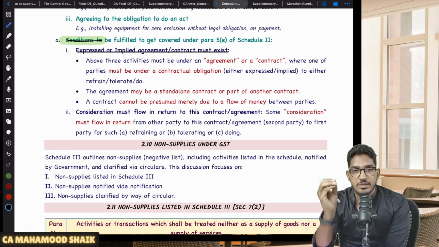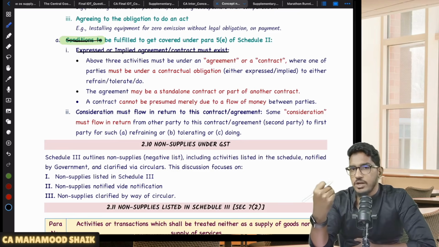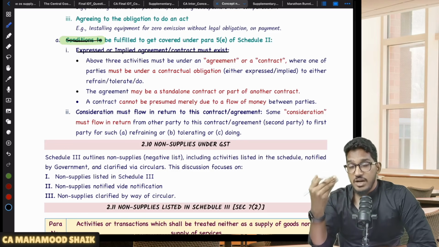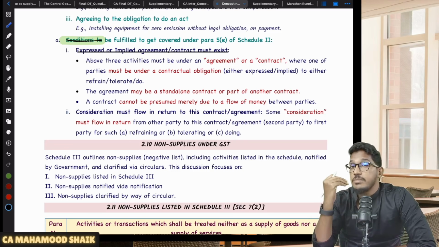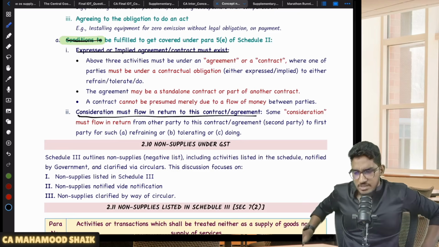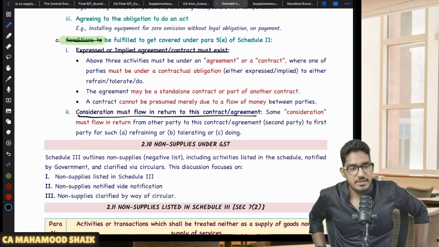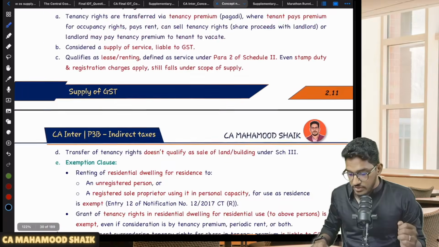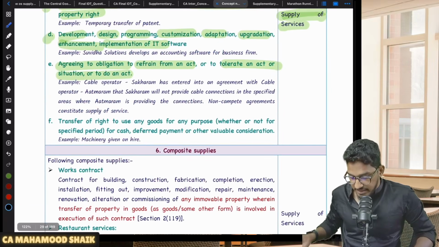That means the person, whoever is doing it, should be under a contractual obligation. I'm not doing it voluntarily on my own. Because of some contract, I'm agreeing to do an act, or agreeing to tolerate an act, or refraining from an act. So there must be either an explicit or implied agreement, and consideration must flow. Then only it will qualify as supply of services. Understood, everyone? Clear and comfortable? So this is what regarding that 5E.